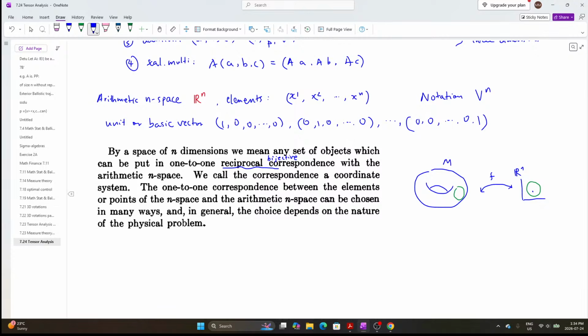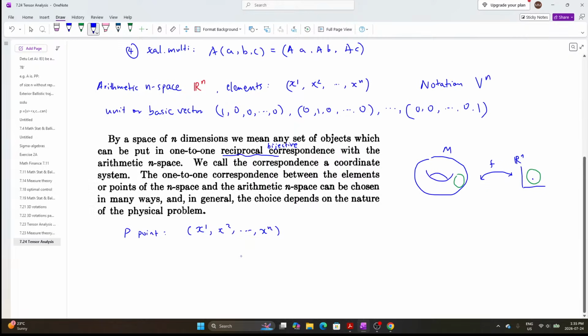All right, so let's continue. It says P is a point. It has n components, so a point is an n-tuple x1, x2, all the way to xn. Let's consider n equations, yi, where each is a function of all the xi's.